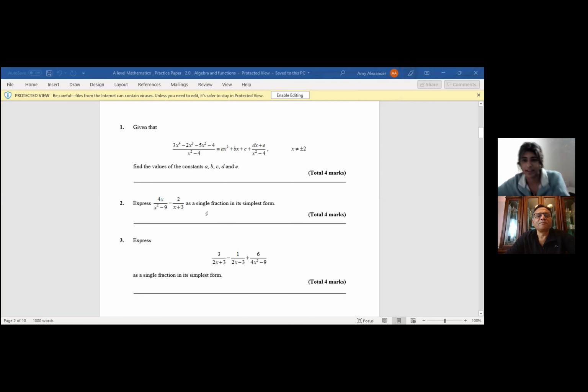So I guess we can work through them. Sure. So, can you please read the question? Yeah, so given that (3x^4 - 2x^3 - 5x^2 - 4) over (x^2 - 4) equals ax^2 + bx + c + (dx + e) over (x^2 - 4), where x is not equal to plus or minus 2, find the values of the constants a, b, c, d, and e. Yeah, that should not be very difficult. So, what will you do in this particular case?